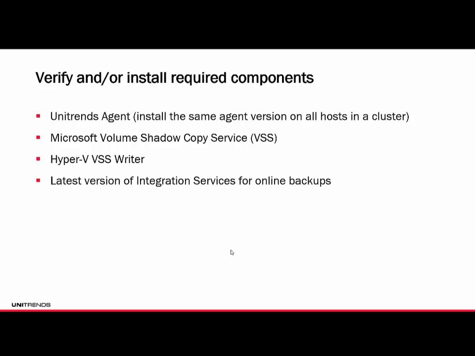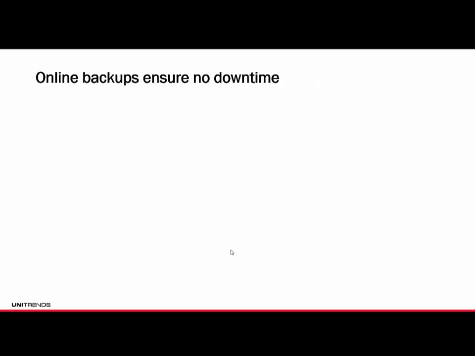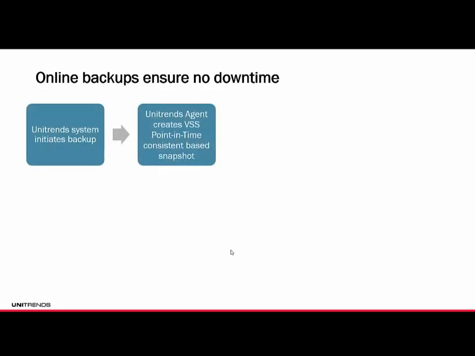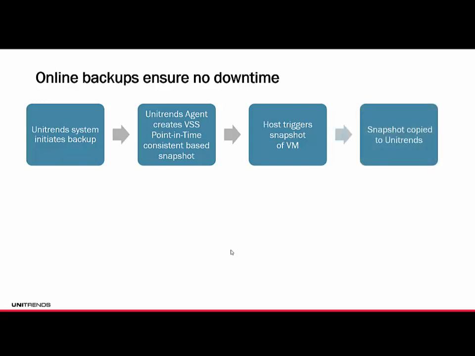All right, we'll talk about the online backup process here in a little bit, what the difference is with online or save state. When we do talk about online backups, to ensure no downtime, first of all, the Unitrends system initiates the backup. The Unitrends agent creates the VSS point-in-time consistent copy based on that snapshot. Then that host triggers the snapshot of that VM, and then the snapshot is copied through the host to the Unitrends system, the Unitrends appliance.